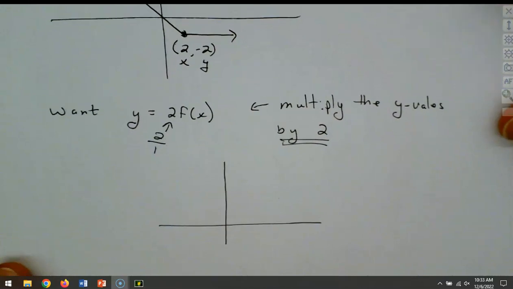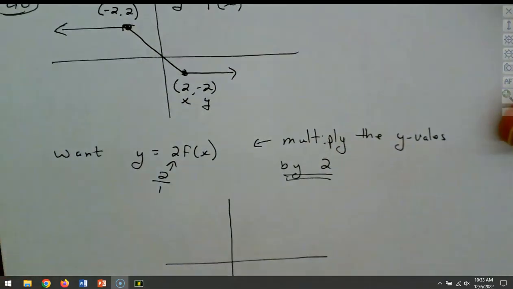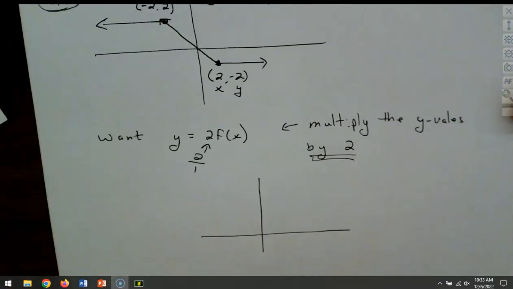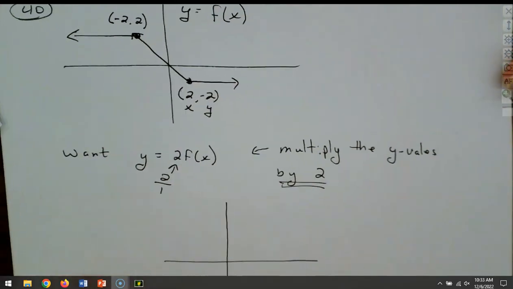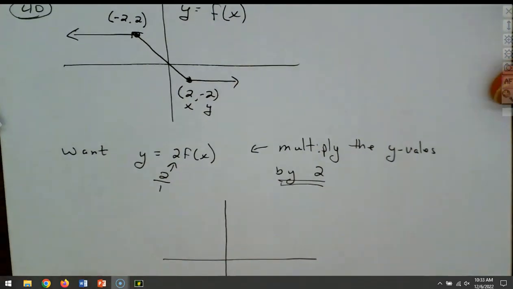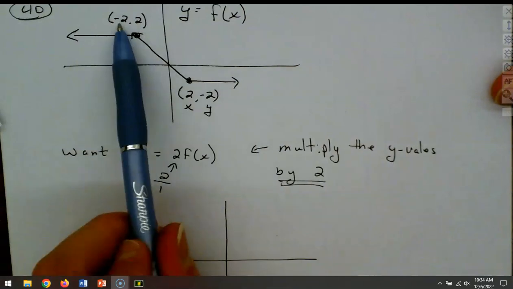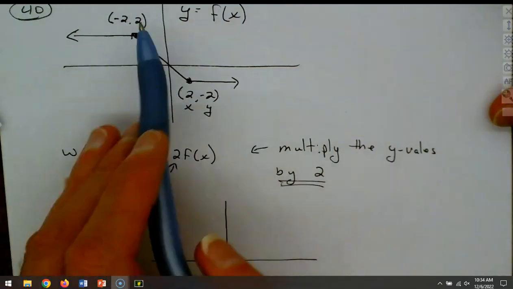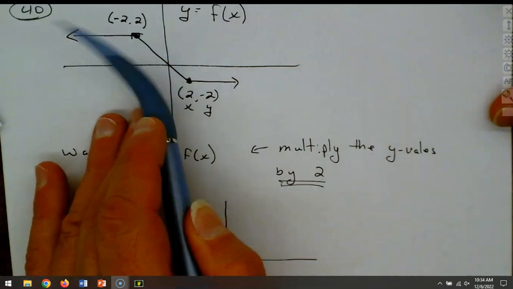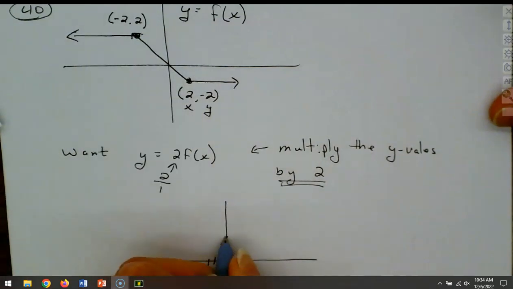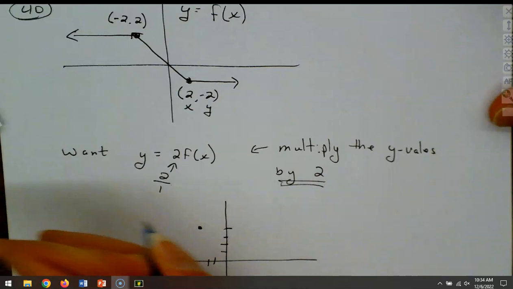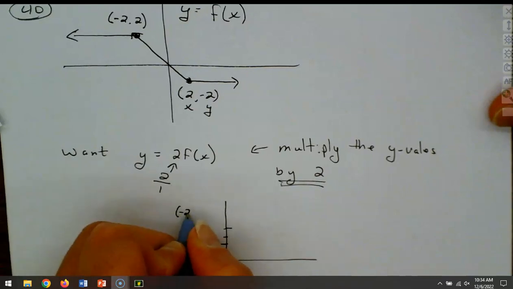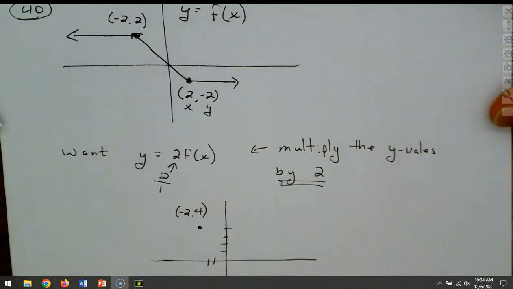So there's our original. Move it out so we can get a better picture here. I'm going to try to keep the original up on the screen so we can see it. Now the first point is minus 2, positive 2. So it's still at minus 2, but instead of it being at 2, we have to double it. And when we double 2, what does that make it now? 4. So this new point is going to be way up here at minus 2, 4.